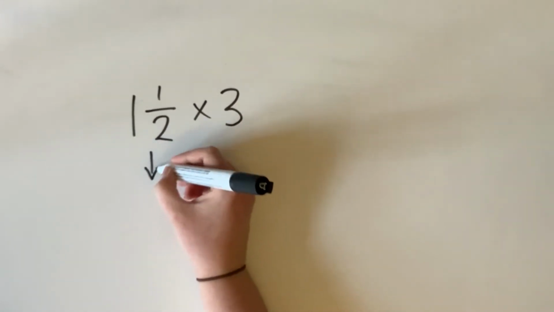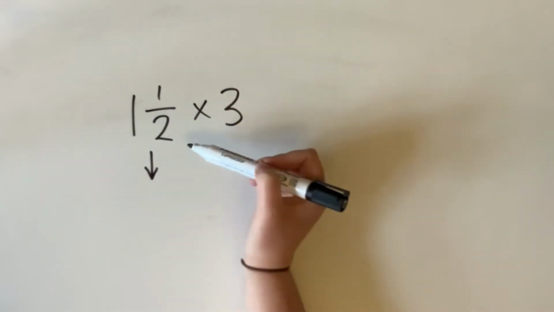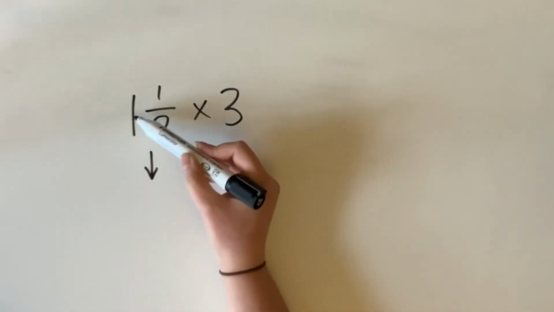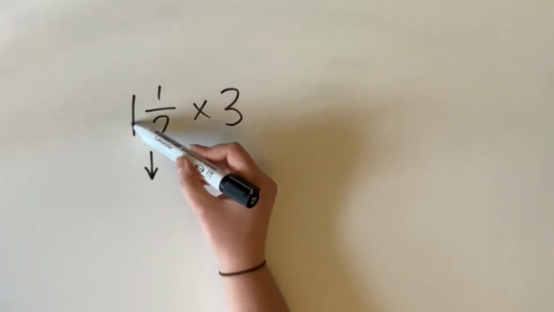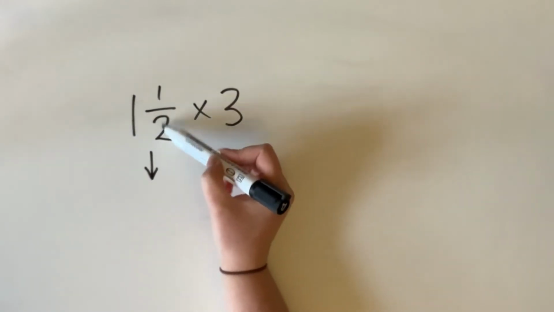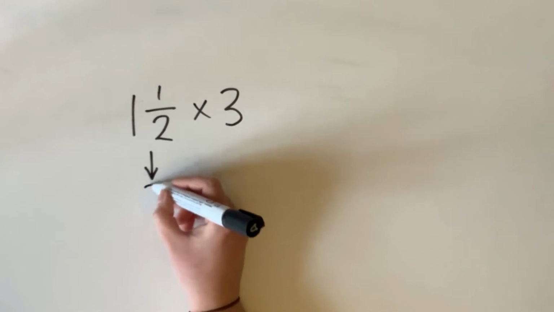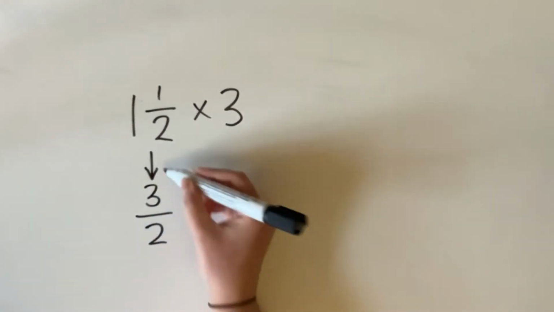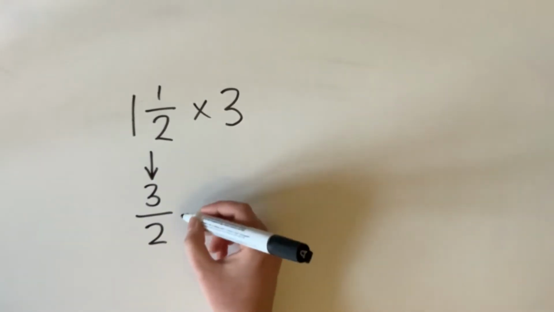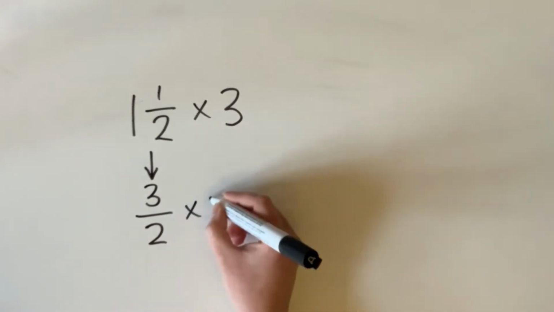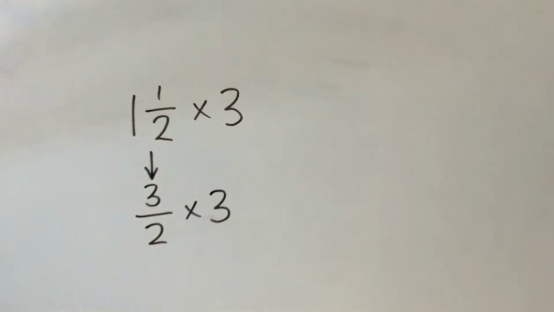Remembering from yesterday, converting into an improper fraction, I'd look at my whole. How many is my whole split into? It's 2. So 1 times 2 is 2. Add on my 1 is 3. So this would be my improper fraction, 3/2. And then I would multiply by 3.